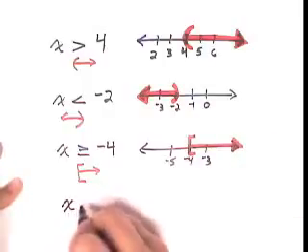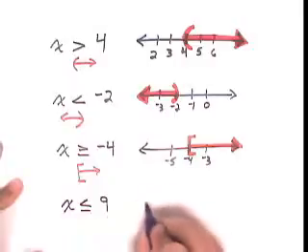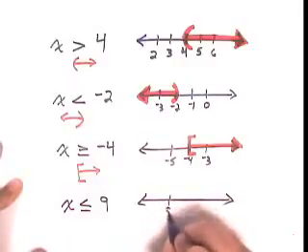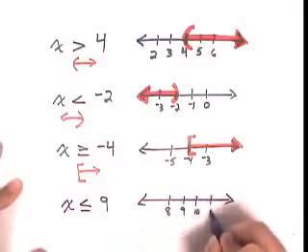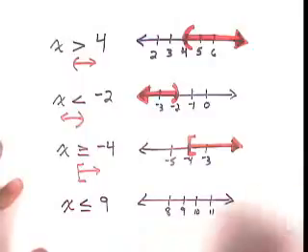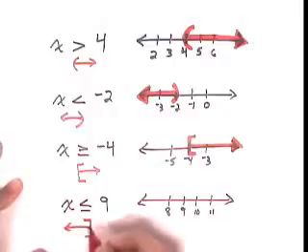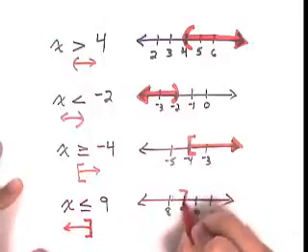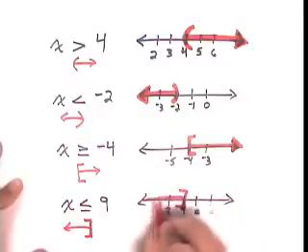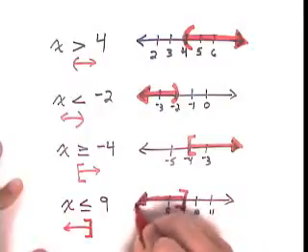And last example, x is less than or equal to 9. This time I'm up here in the larger numbers, 8, 9, 10, and 11. This time with a less than, I'm going to use the opposite pointing direction, and since it's also equal to, I need the bracket. So put that bracket through your 9, and then shade everything smaller, including the arrow.